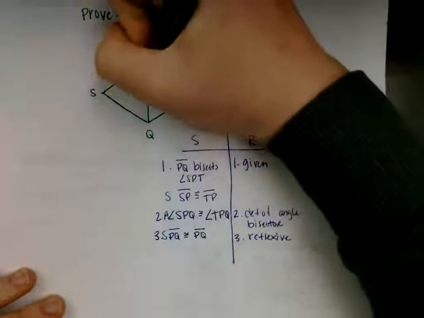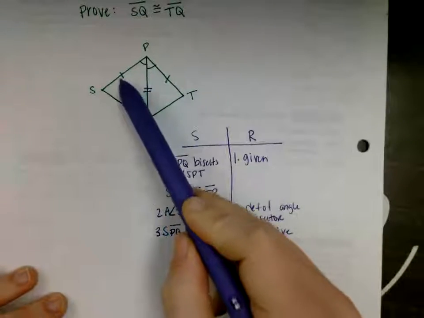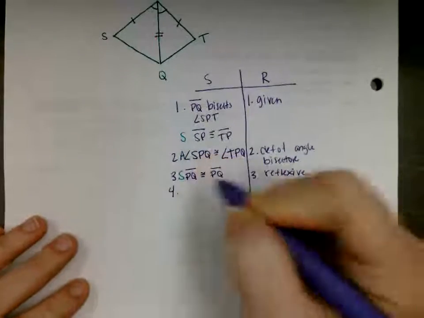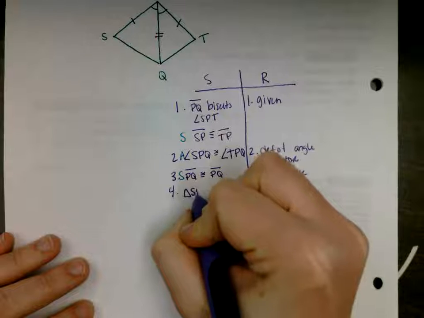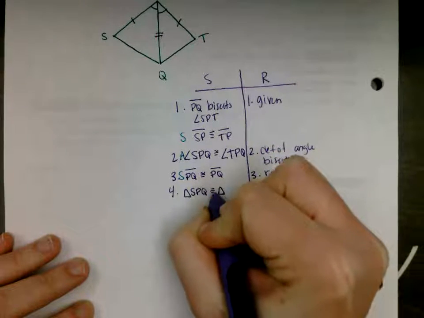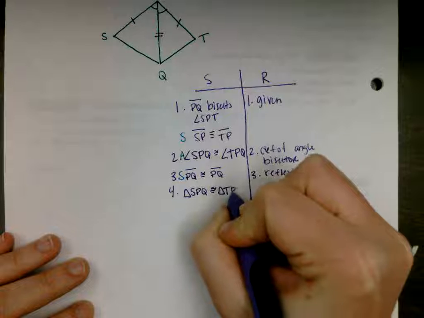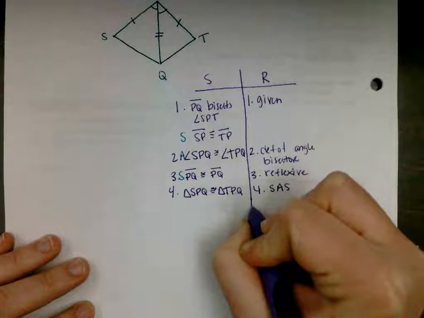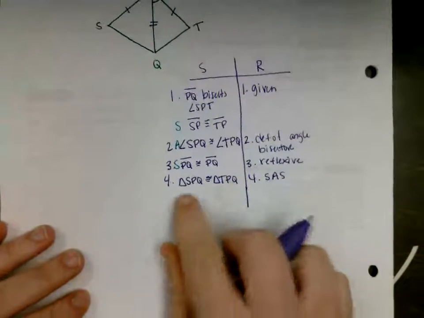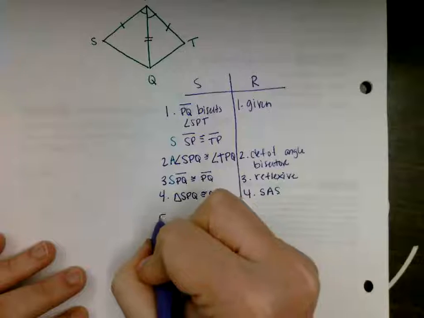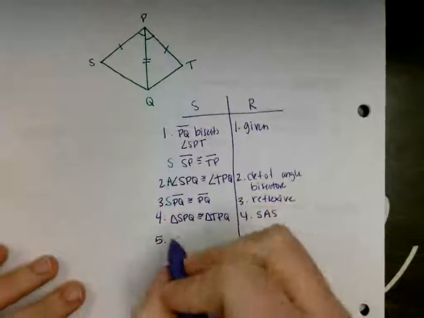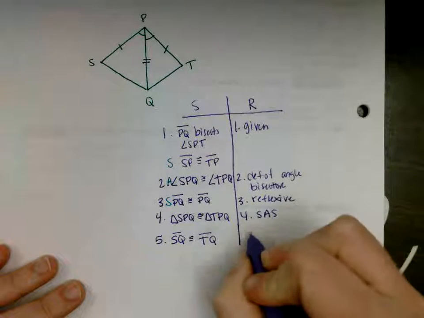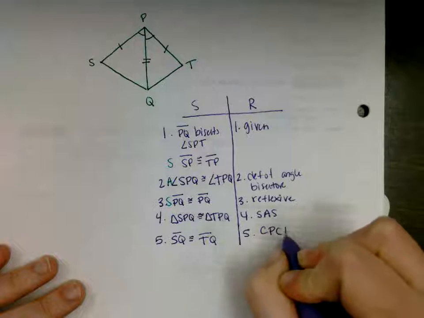If I mark that in my picture, I see that I have side, angle, side, so that works. Then in step 4, I'm going to say that triangle SPQ is congruent to triangle TPQ by side, angle, side. And now that I know that those triangles are congruent, my last step is what I'm trying to prove, which is that segment SQ is congruent to segment TQ, and I'm going to call that CPCT.